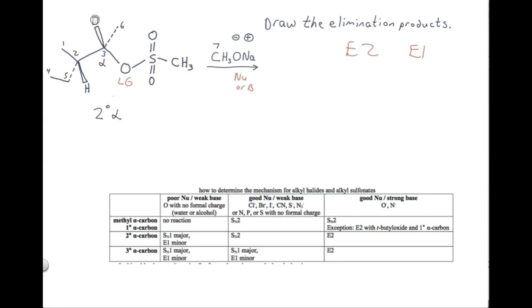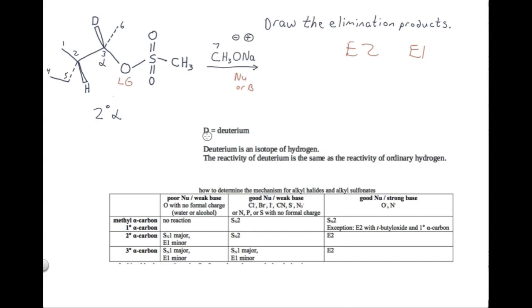By the way, I better mention what this is. So this is a capital D. Did you know what this capital D stands for? You should know that capital D stands for deuterium. Deuterium is an isotope, a variant, a type of hydrogen. That means that for our purposes, the reactivity of deuterium is the same as the reactivity of ordinary hydrogen. So you can just treat this deuterium basically as another type of hydrogen.